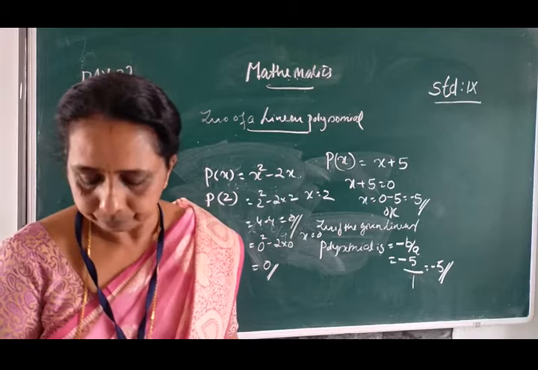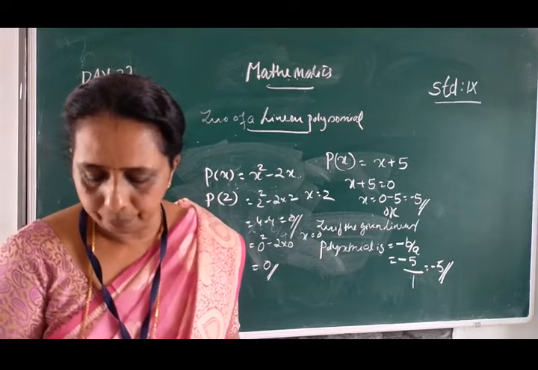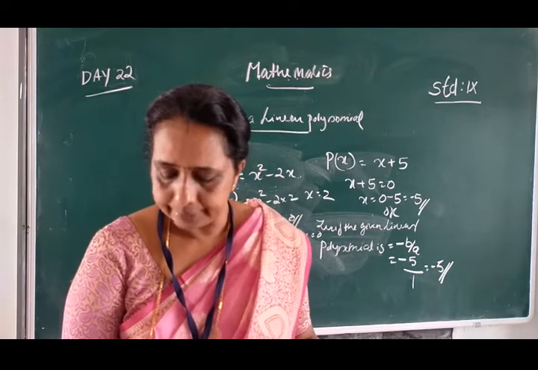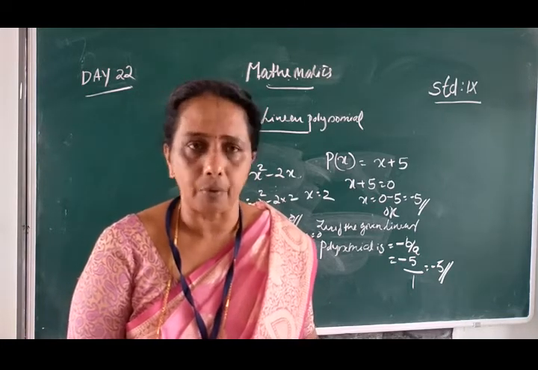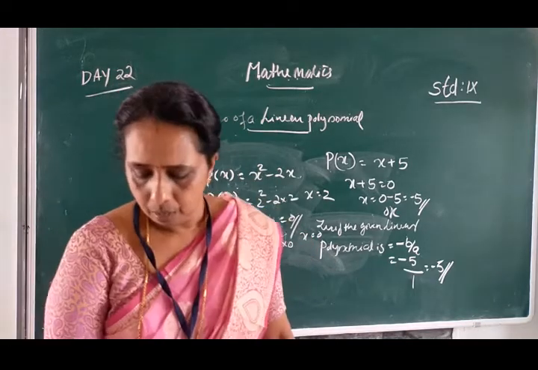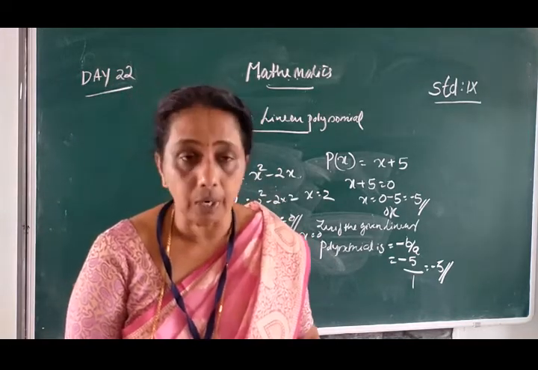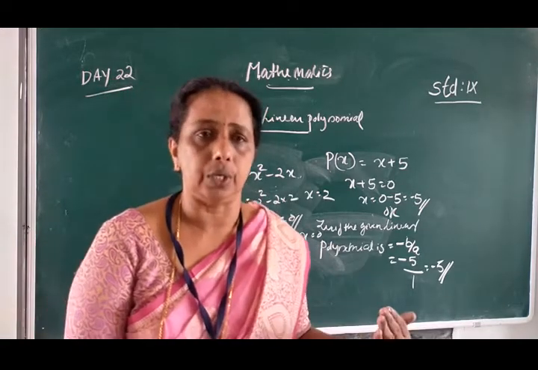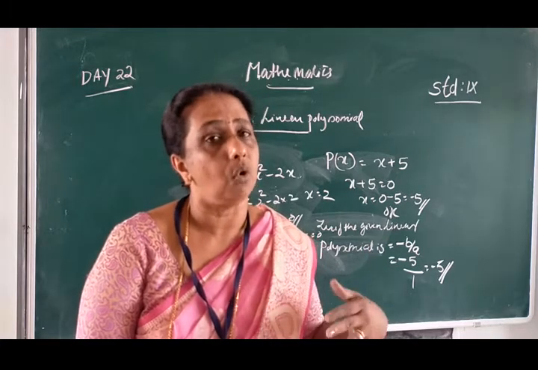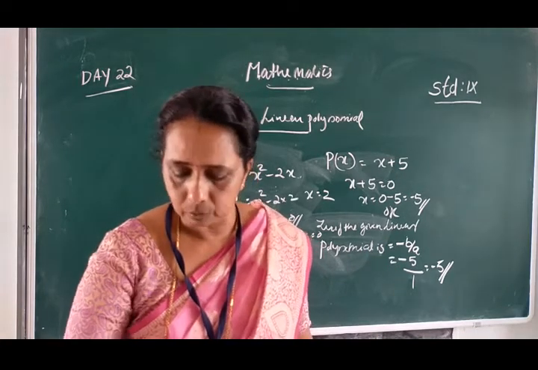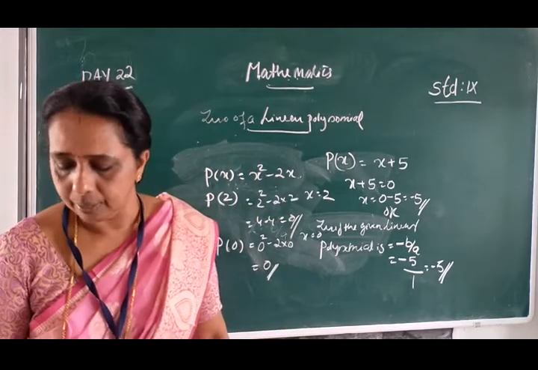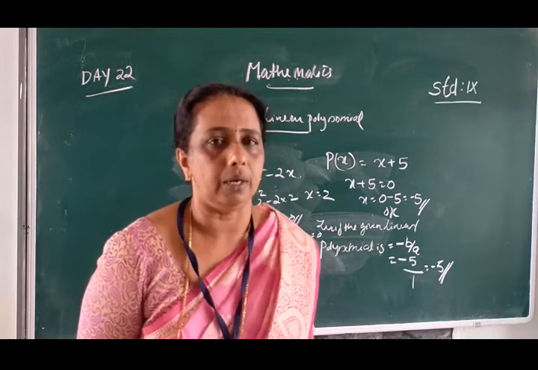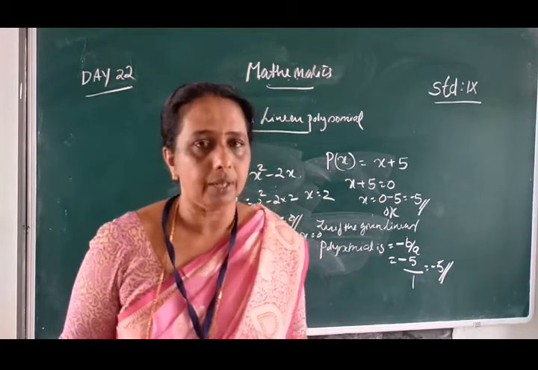First statement: a zero of a polynomial need not be 0. Second one: 0 may be a zero of a polynomial. Then, every linear polynomial has only 1 zero. A polynomial can have more than 1 zero. So quadratic, cubic, have more than 1 zero. These are the conclusions we get from this content, that is the zero of a linear polynomial. Okay, this content is very, very important.